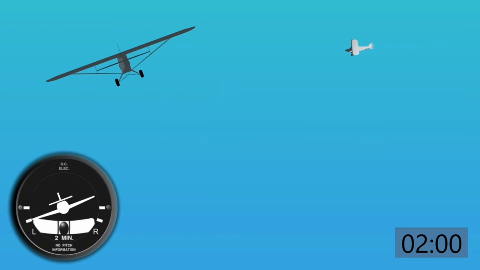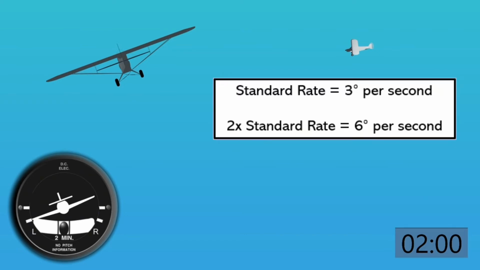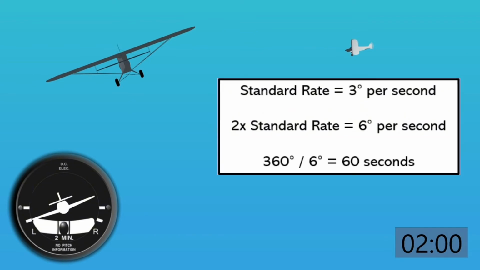You can do the same sort of simple math if they ask you how long it would take to do slower than standard rate turn or faster than standard rate turn. For example, if they ask you how long it will take to make a complete circle at 2 times the standard rate, then if we start with the knowledge that a standard rate is 3 degrees per second, then 2 times faster than that would be 6 degrees per second. So we divide the degrees in a complete circle, 360 degrees, by 6 to get 60 seconds to complete a full circle at 2 times the rate of a standard rate turn.